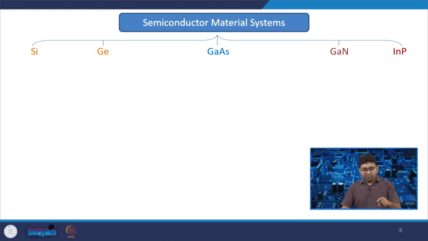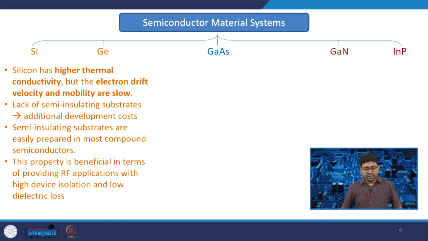Now, when we talk about semiconductors, there are base materials. These are the 5 base materials that are widely used: silicon, germanium, gallium arsenide, gallium nitride and indium phosphide. Each is dominating in its area, meaning each material has a specific application and is used for making devices for RF applications. So, we will go one by one and discuss each.